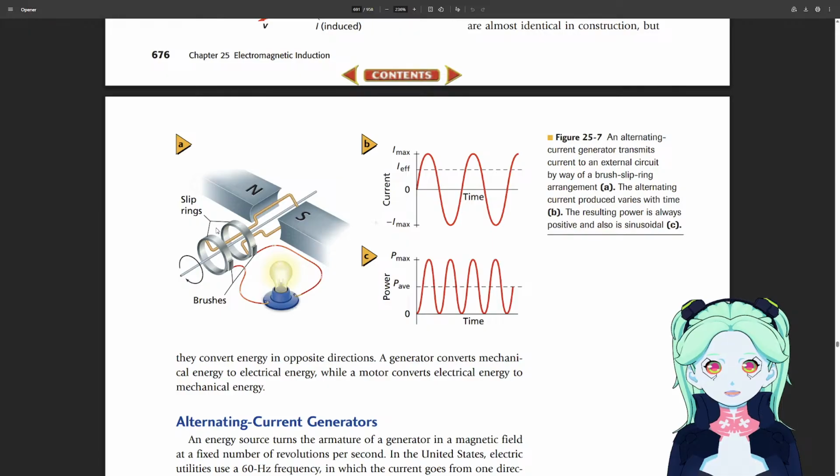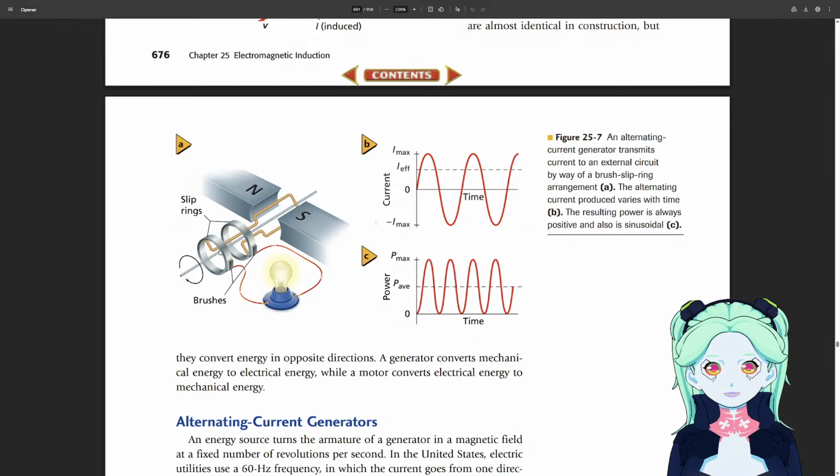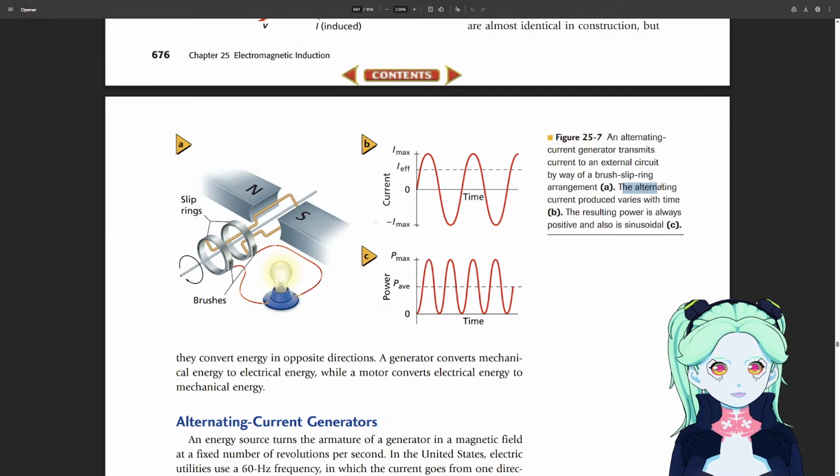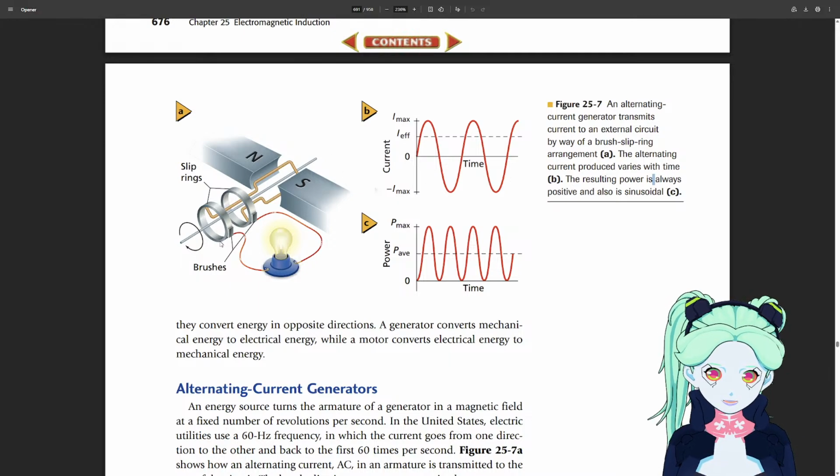We're almost done. So, an alternating current generator transmits current to an external circuit by way of a brush slip ring arrangement. What is this? The alternating current produced varies with time. The resulting power is always positive and always sinusoidal. Interesting. Brushes.